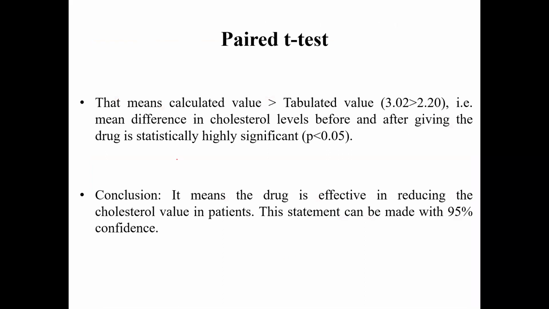So in the paired t-test, the calculated value is greater than the tabulated value: we calculated 3.02 and the table value is 2.20. So the mean difference in cholesterol level before and after giving the drug is statistically significant, p less than 0.05. Conclusion: we can say the drug is effective in reducing the cholesterol value in patients, and we can say this with 95% confidence.